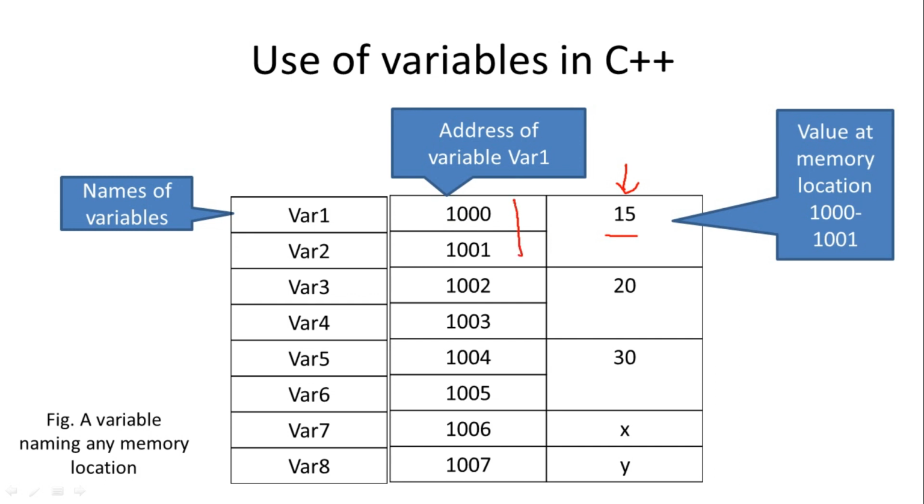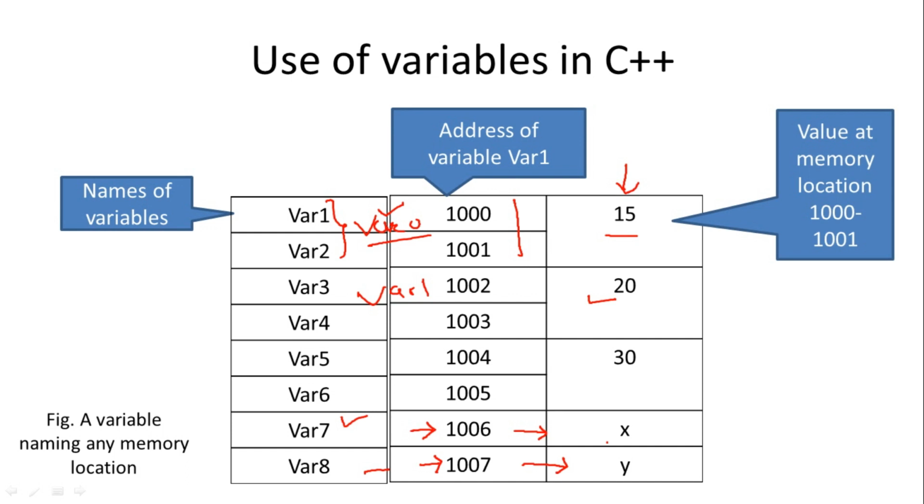So to the locations 1000 and 1001, for example, the name given is var 0. So variable 0 is the variable name. So var 0 will indicate 15, for example variable 1 will indicate the value 20. Likewise var 7 is the name given to memory location 1006, and at this location the value stored is x, in character form. Then var 8 is the name given to memory location 1007, and the value stored at this memory location is y. So this is the variable concept.